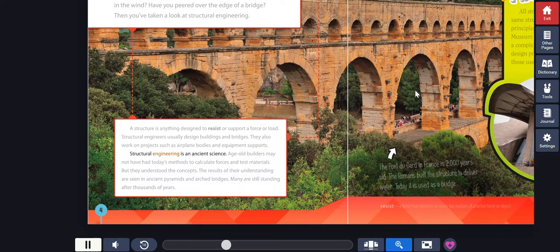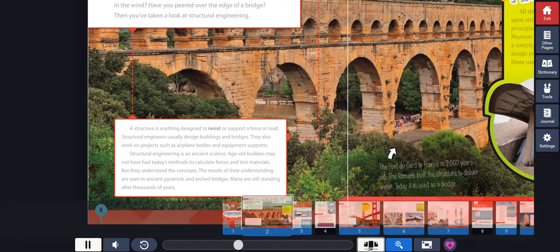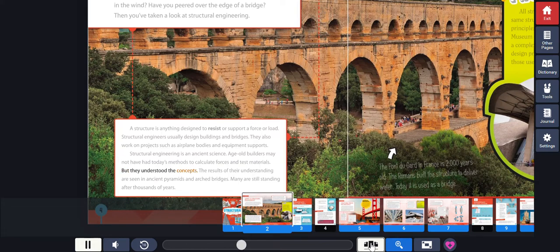Structural engineering is an ancient science. Age-old builders may not have had today's methods to calculate forces and test materials, but they understood the concepts. The results of their understanding are seen in ancient pyramids and arched bridges. Many are still standing after thousands of years.